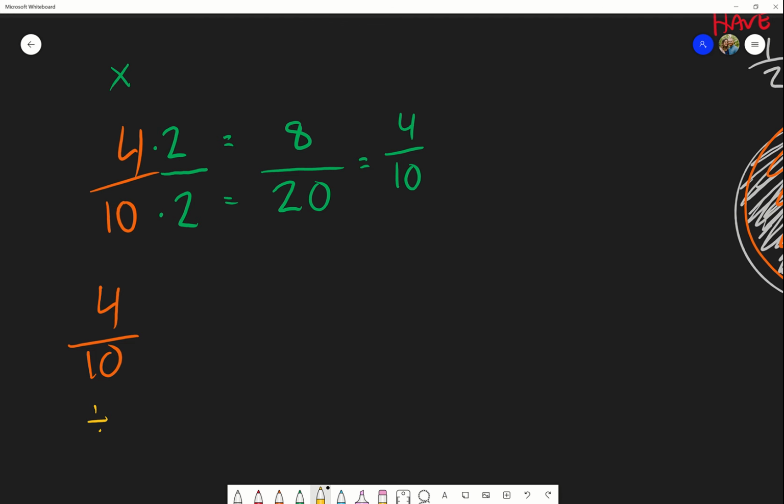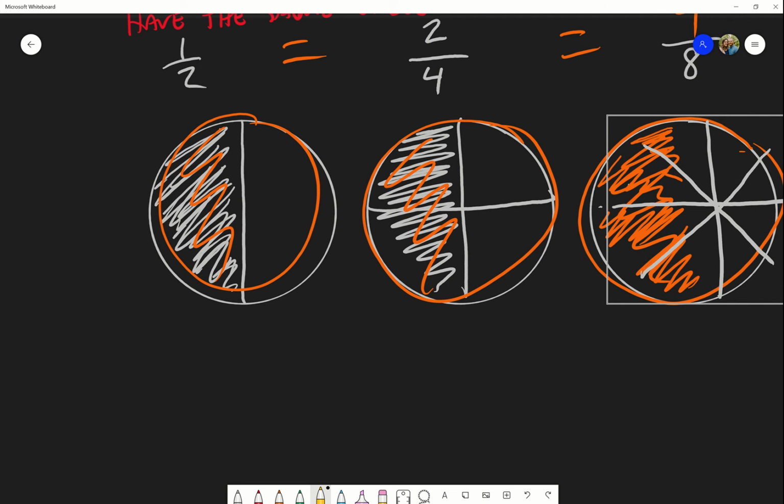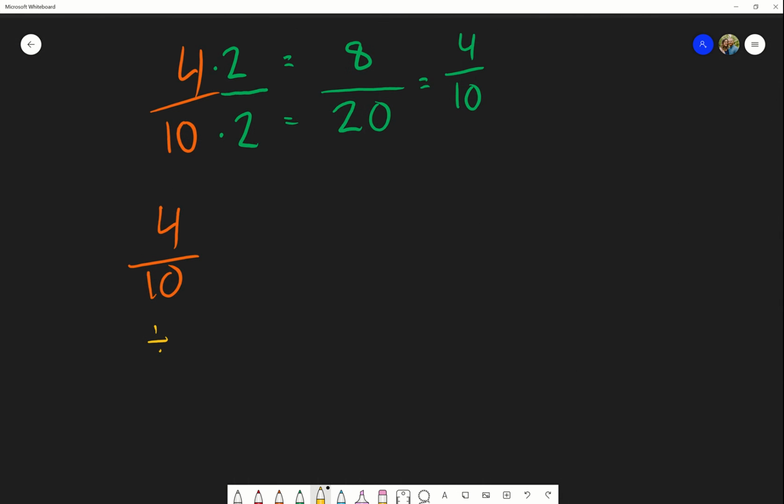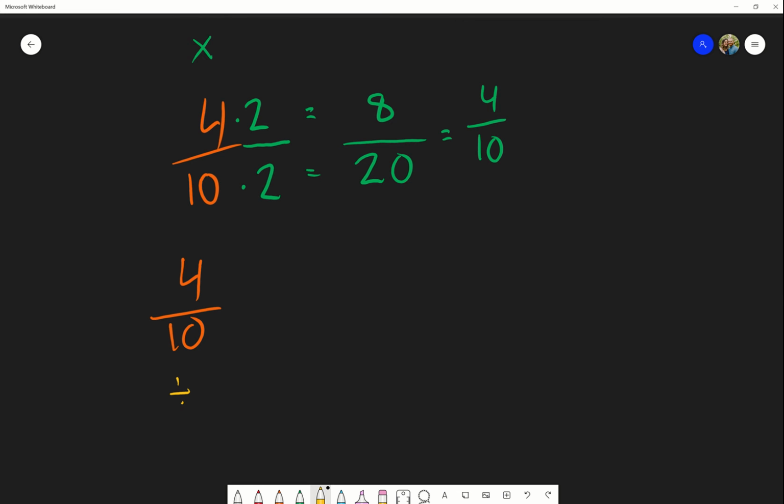I can also divide, and same thing, I can take both of my numbers here, and as long as I can divide my numerator and my denominator by the same thing, I can also find an equivalent fraction. So I can find an equivalent fraction as long as my numerator and denominator can be multiplied by the same, or divided by the same thing.